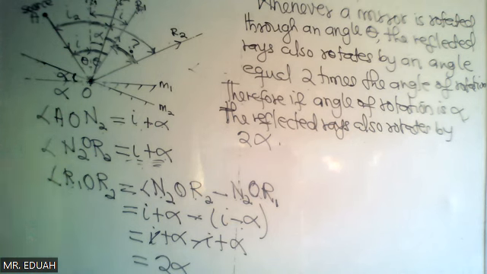So if you rotate the mirror by X, the angle between the reflected rays would also be what?